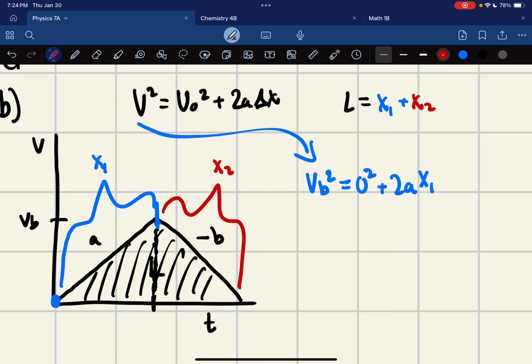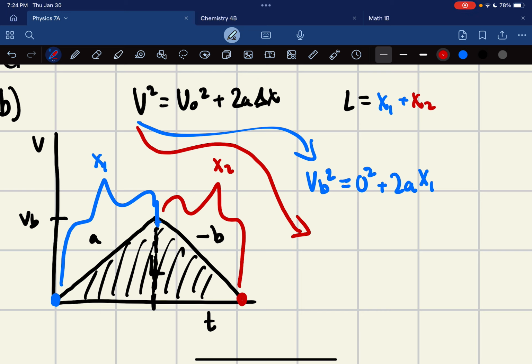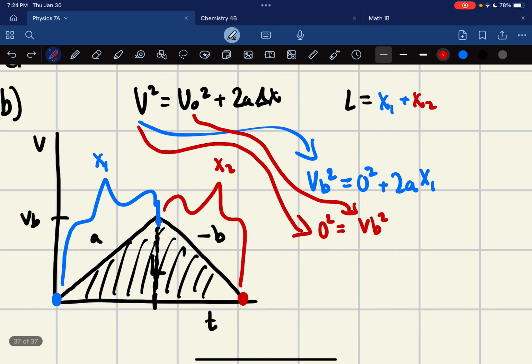For our red, x2, we are going to do the exact same thing. The only difference is our final velocity this time is going to be 0 because we're coming to a complete stop. Our initial velocity is actually going to be vb squared. Pretty interesting that those are the same. And then we are given a deceleration this time, so I'm going to write negative because we're going that way. We're allowed to use the variable b in our answer, so it'll be 2b x2.